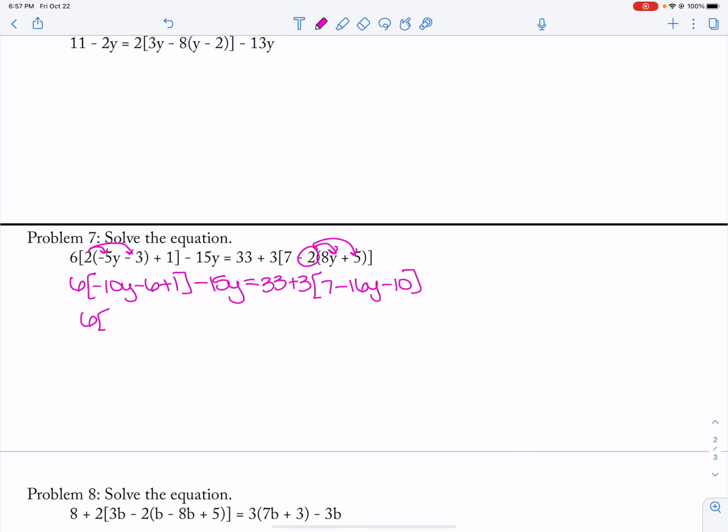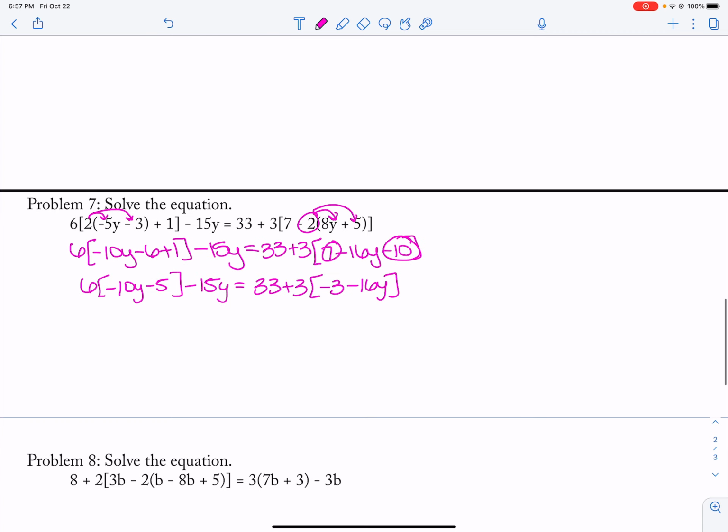Okay, so now I have 6, and I have negative 10y minus 5, close the bracket, minus 15y is equal to 33 plus 3 times, and then I have my 7 and my minus 10, which gives me a negative 3 minus 16y. And now what I can do is distribute my 6, change colors here, distribute my 6 to both terms. So I get negative 60y minus 30 minus 15y is equal to 33 plus, and then I have, I should not do that.